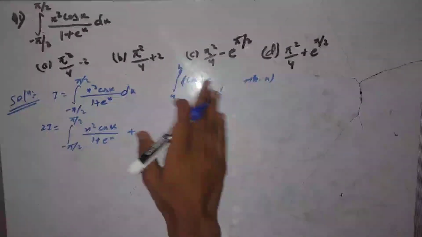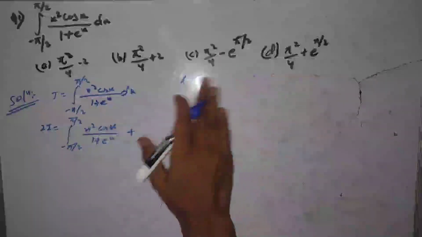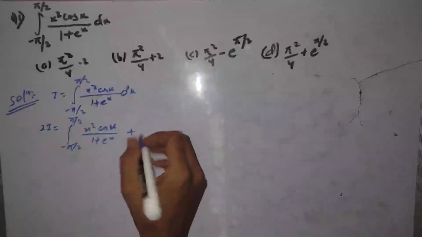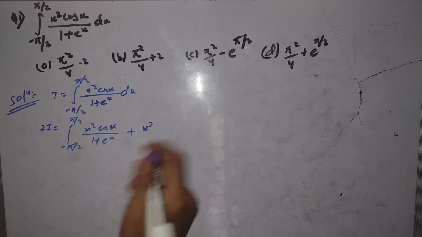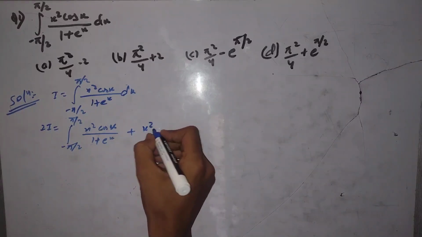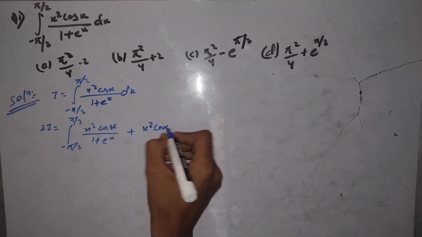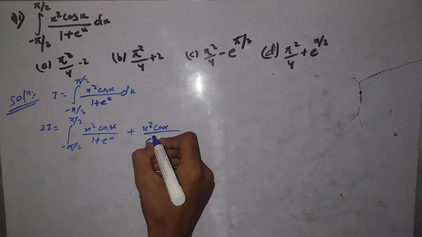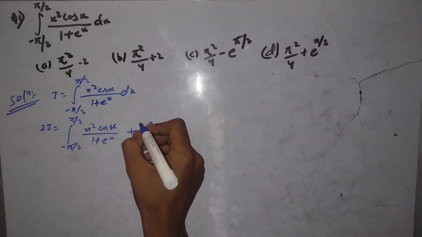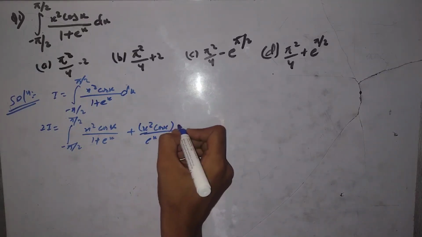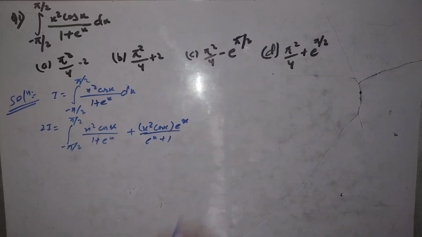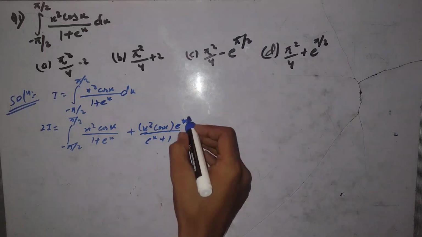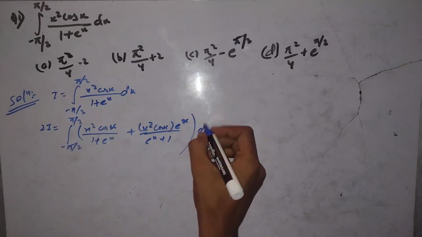So here instead of x we shall write minus x, so it will be x square, because minus x whole square is x square, and cos of minus x is cos x, upon 1 plus e to the power minus x. So if you take the LCM, this will be e to the power x plus 1 in the denominator, and the numerator is multiplied by e to the power x. Okay, and we have to integrate this.